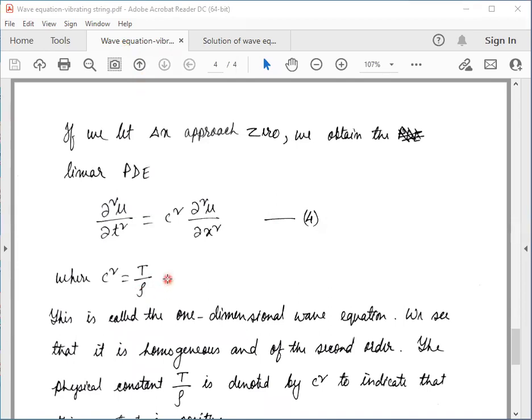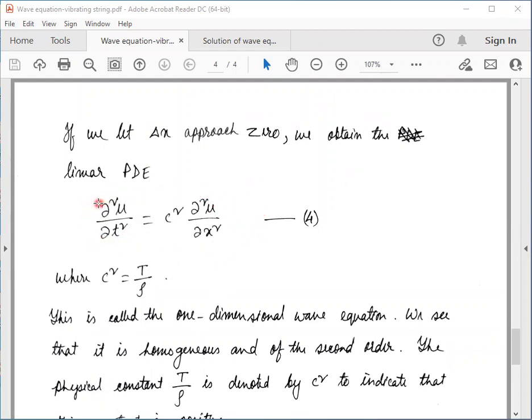In the last class, we obtained the wave equation in one dimension for a vibrating string. This is the second order partial derivative of u, that is the displacement, with respect to time, that is equal to c squared times the second order derivative of the displacement with respect to x. Here c squared is given by T over rho, where T is the tension in the string, and rho is the mass per unit length of the string. So this is the equation of a wave.